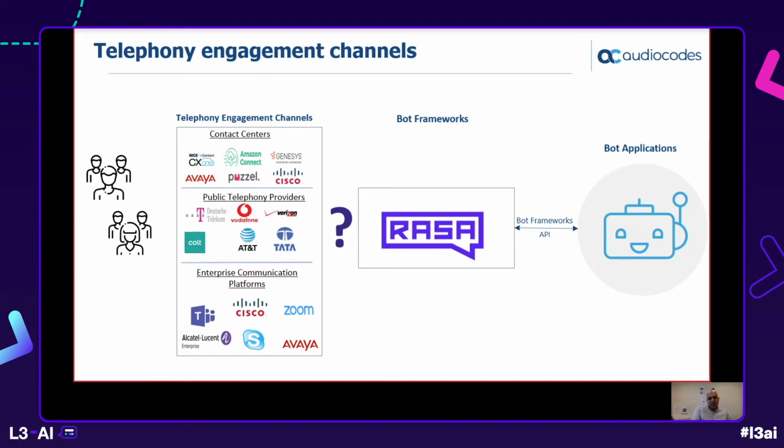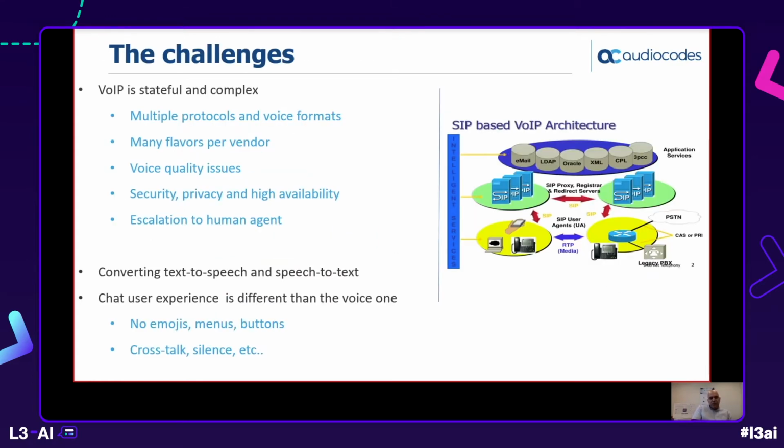So what are the challenges to connect to these telephony engagement channels? The first one is that all of them are based on the voice over IP protocol. Voice over IP is stateful and complex, specifically if you compare it to HTTP. It relies on multiple protocols and multiple voice formats, and each of the vendors implemented the protocol a little bit differently. And you will be required to connect sometimes to a specific vendor, a specific platform with a specific version. You may also have voice quality, security, privacy, and high availability issues you will need to deal with.